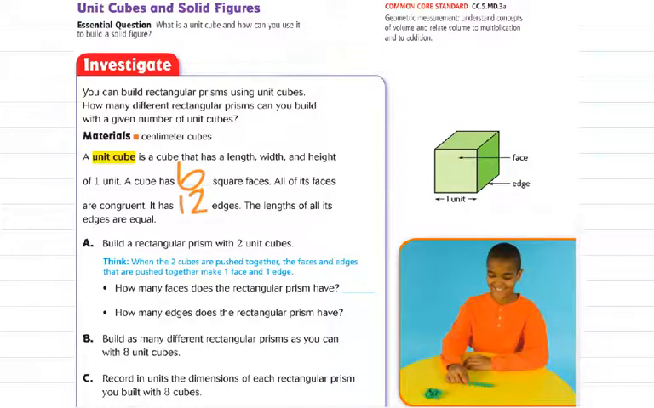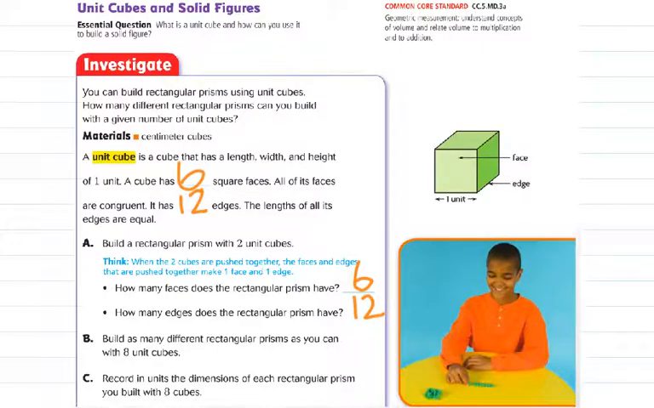So we are going to build a rectangular prism with 2 unit cubes. Think, when the 2 cubes are pushed together, the faces and the edges make one face and one edge. So, how many faces does the rectangular prism have? 6. How many edges does it have? 12.